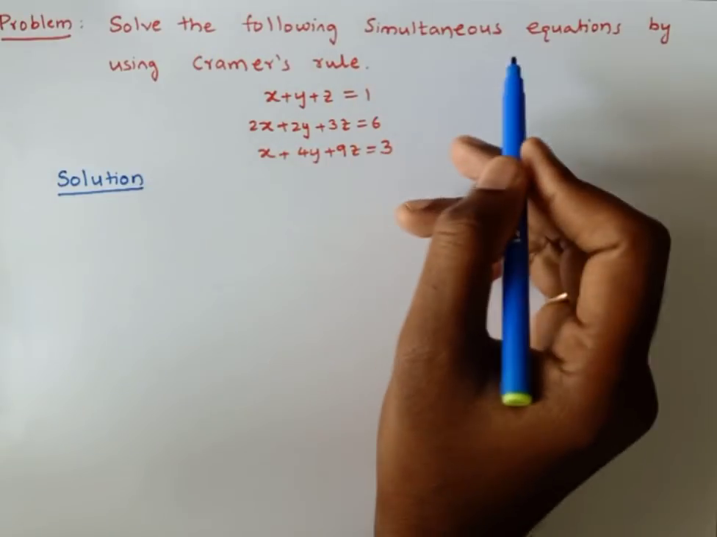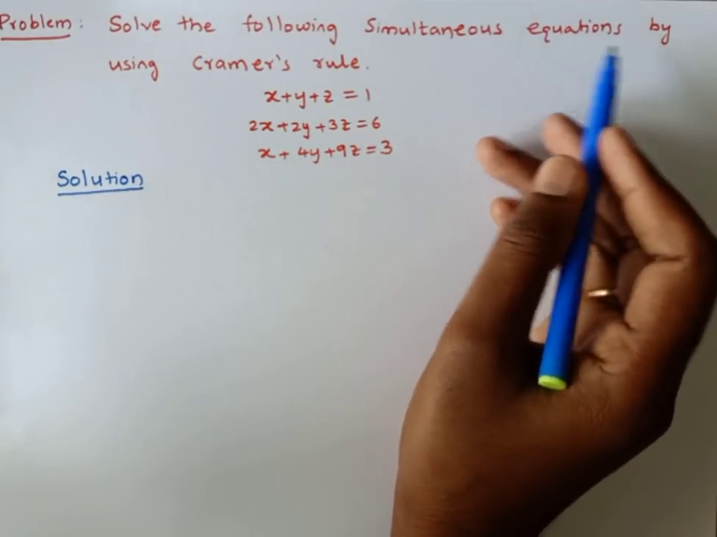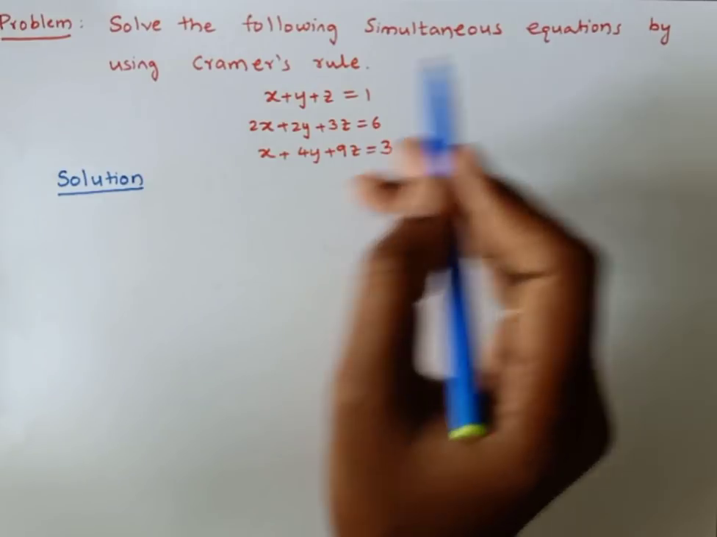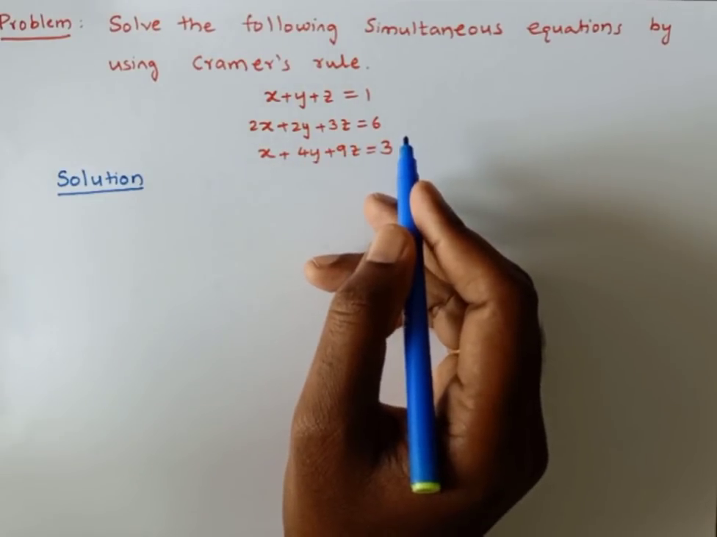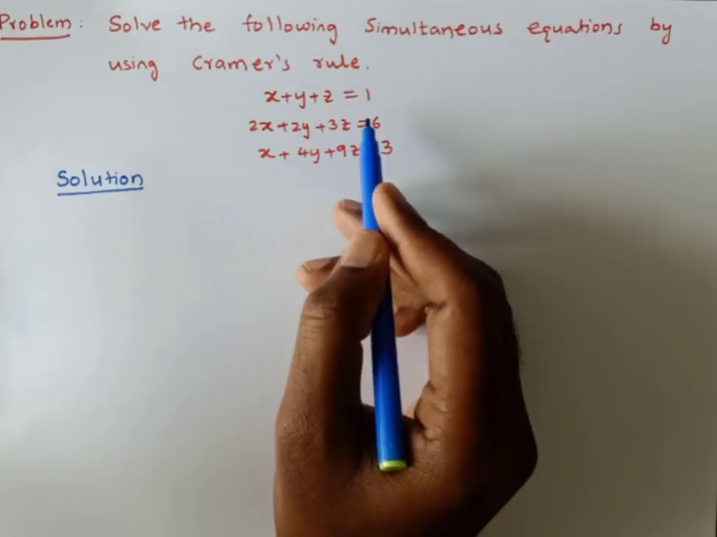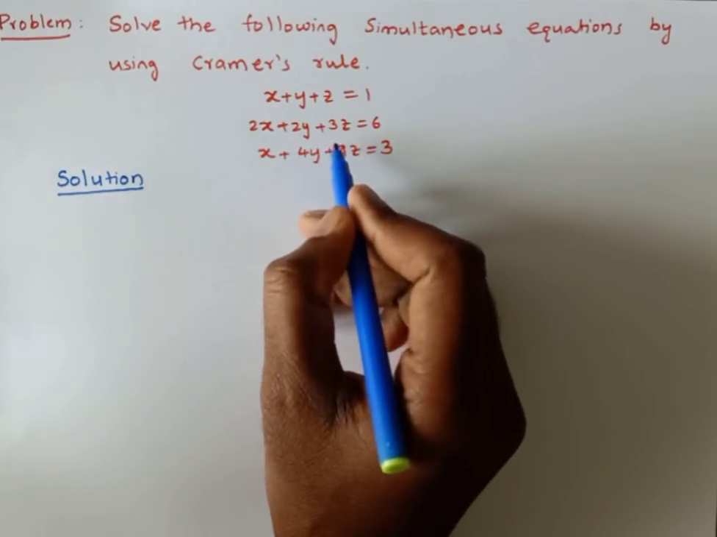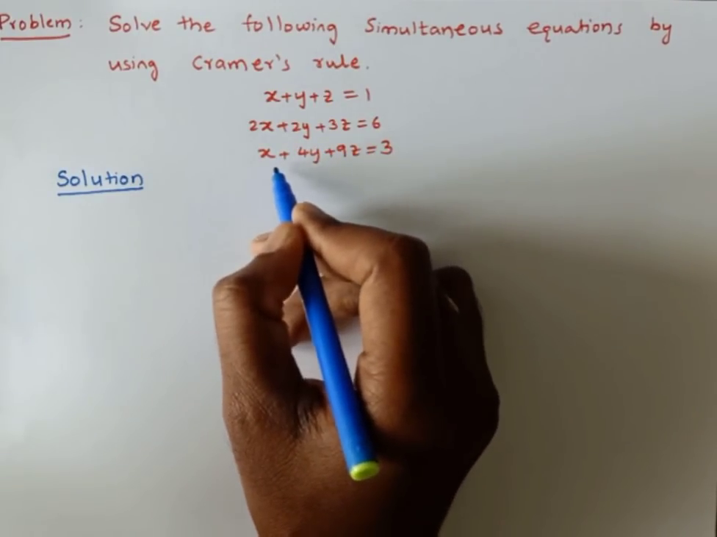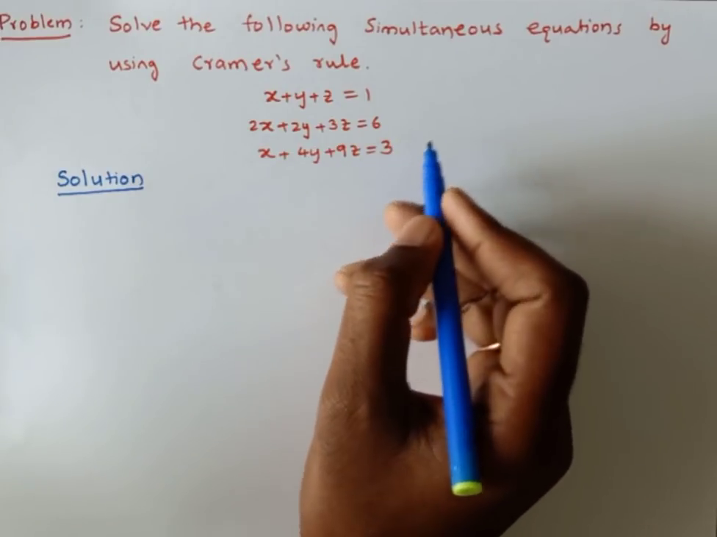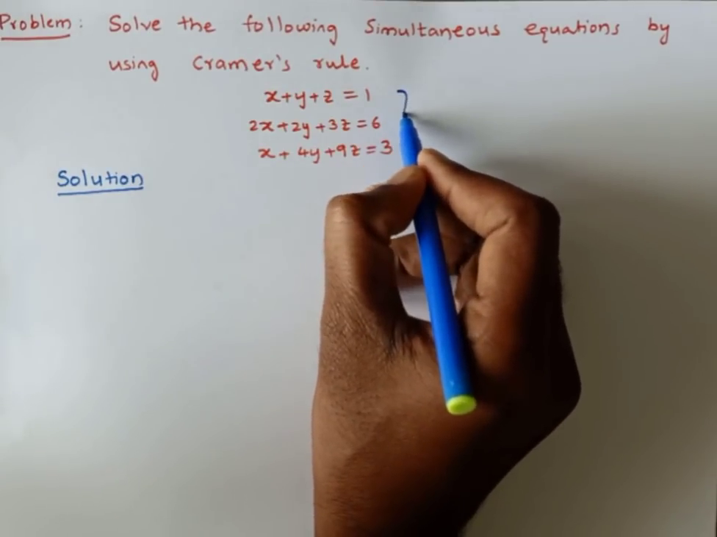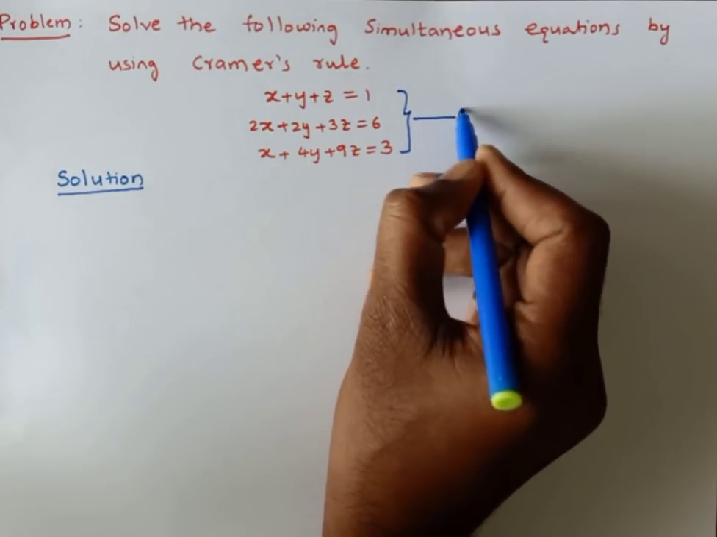Solve the following simultaneous linear equations by using Cramer's rule. The given system is x plus y plus z is 1, and 2x plus 2y plus 3z is 6, and x plus 4y plus 9z is equal to 3. Let the given system be equation 1.